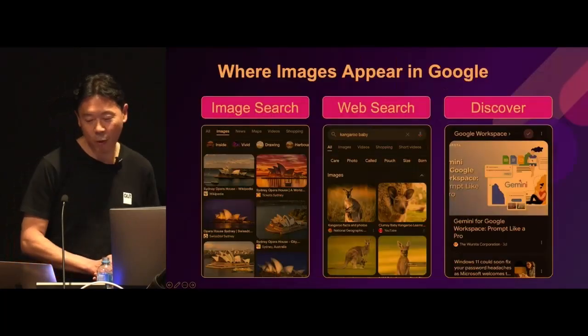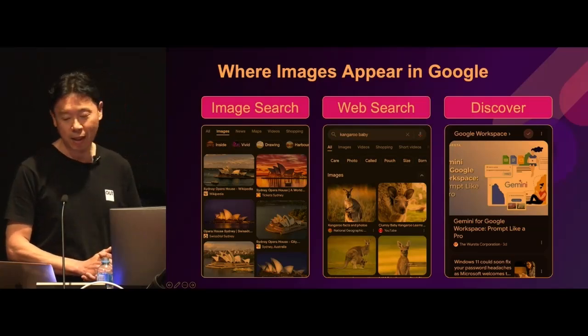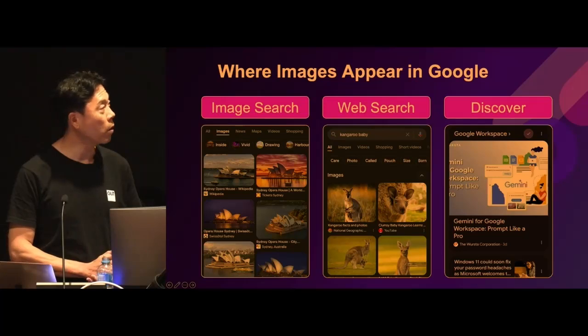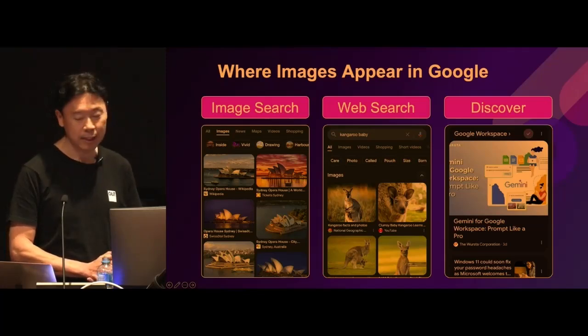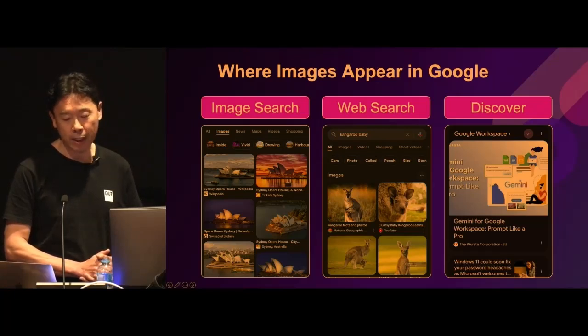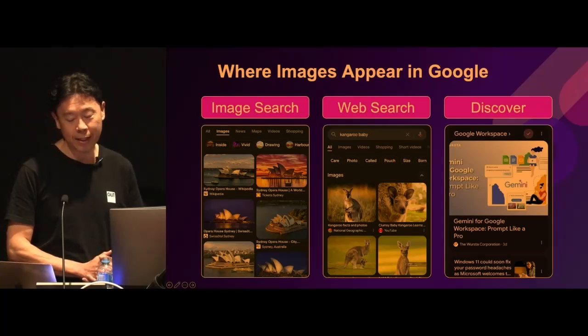Now let's talk about where your images can actually show up on Google. Of course, there is Google Image Search, which is specifically designed for finding images. But that's not the only place. You'll also find images within regular web search results. Google often includes images in the results when it thinks they might be helpful to the user. So even if someone isn't specifically looking for images, they might still come across yours.